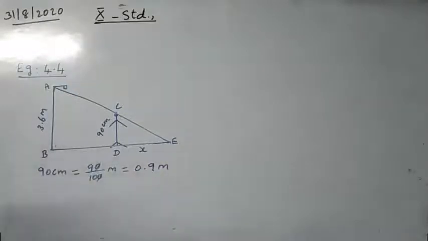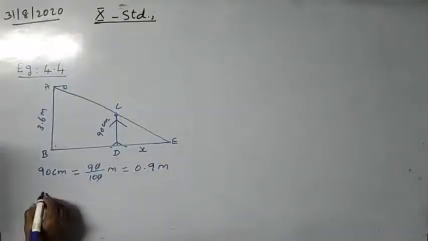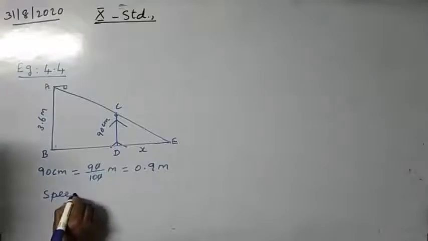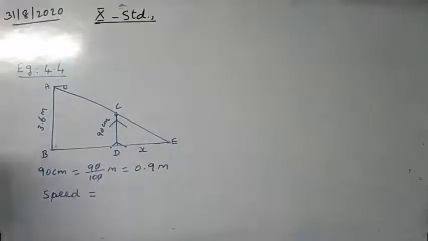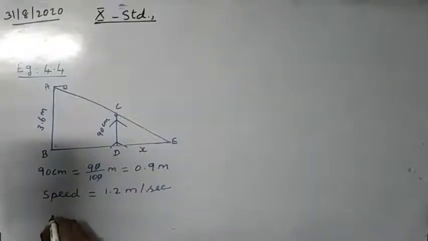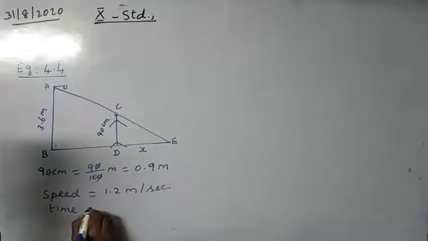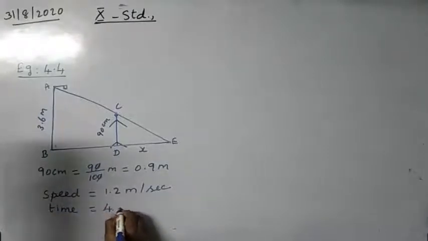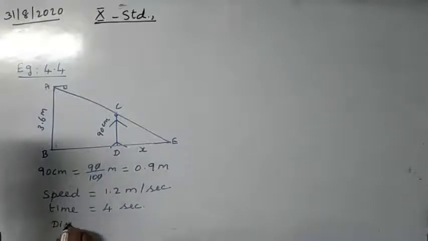First change this. And then it is given speed. The speed at which the boy walks is given. The speed is 1.2 meter per second. And the time is 4 seconds, it is given. Then what is the distance? Do you know the formula for distance? Distance is equal to speed into time.